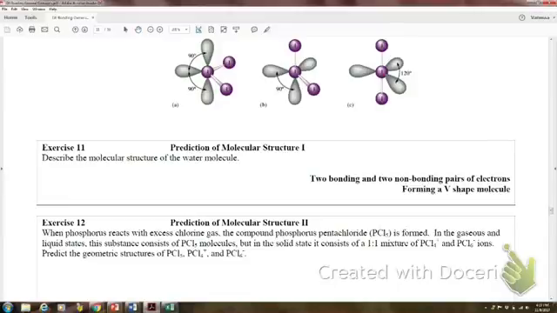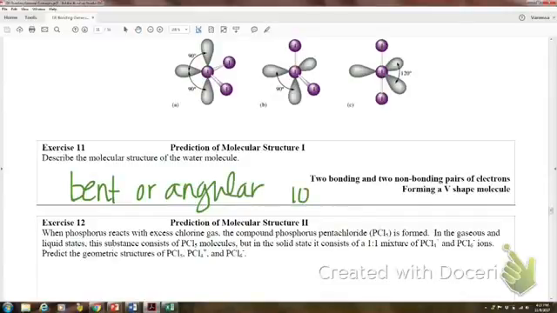This one just says describe the molecular structure of the water molecule. For the water molecule, you have 2 bonding and 2 non-bonding pairs of electrons. So we did that example earlier. So you're forming a V shape. I don't know why they're calling it V shape in there. We would call that bent or angular. Bent or angular. And we'll get to polarity of the molecules here in a minute. And then your bond angle would be 104.5 because it's distorted from the original 109.5 of the tetrahedral electronic geometry. Okay.